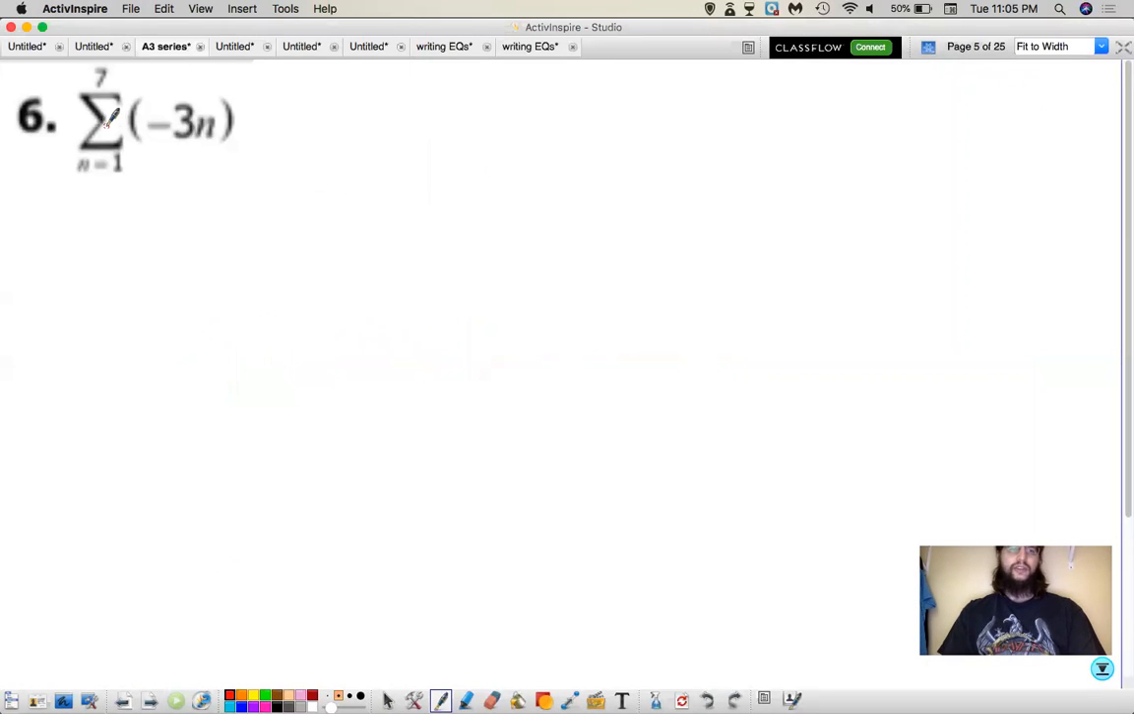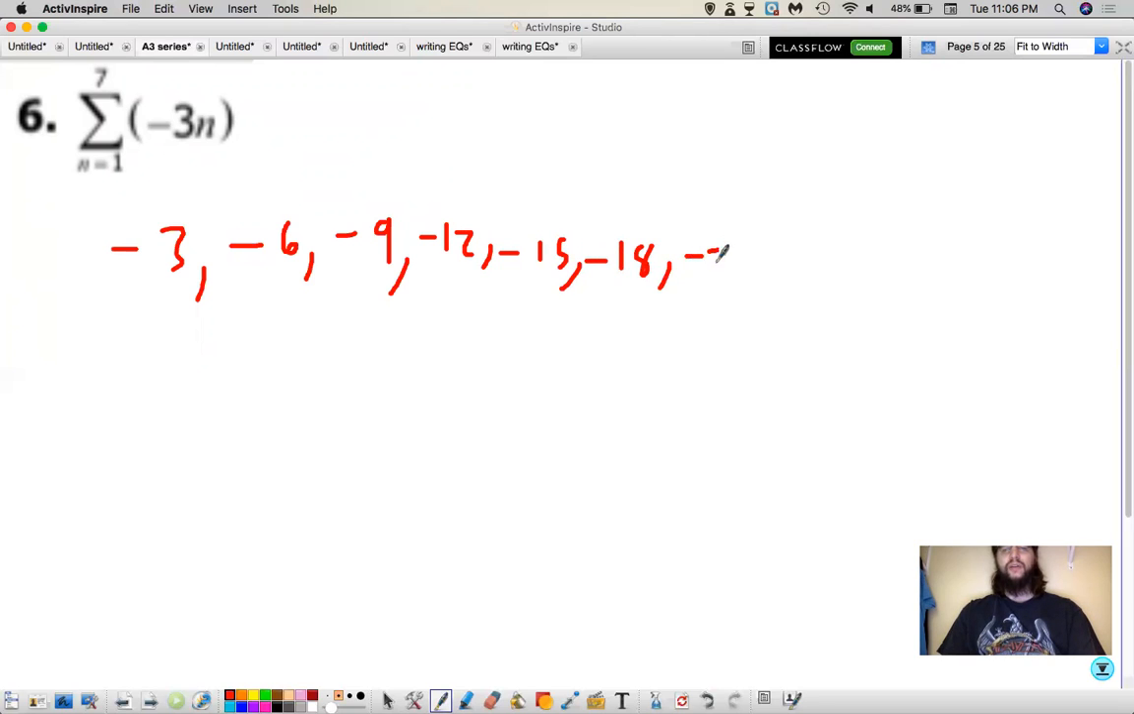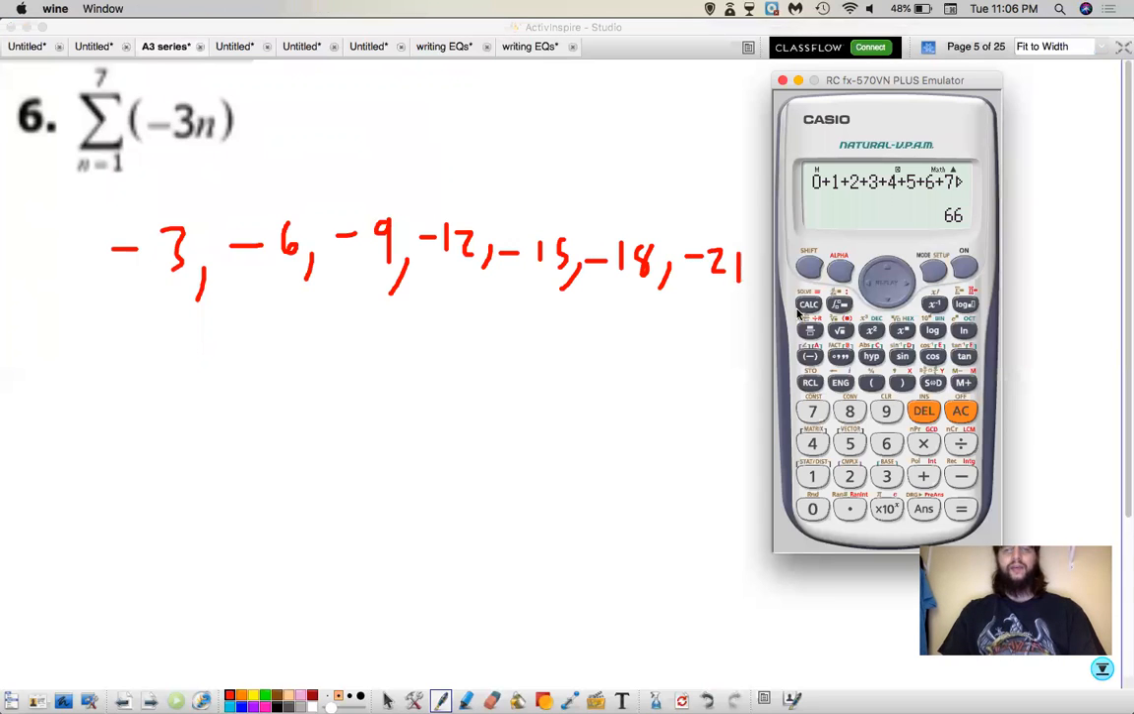Let's try this one. So we're starting at 1. This tells us where to start plugging in n. So -3 times 1 is -3. And we go all the way to 7. -6, -9. If I plug in 4, I get -12, -15. If I plug in 6, I get -18. If I plug in 7, I get -21. Add them up.